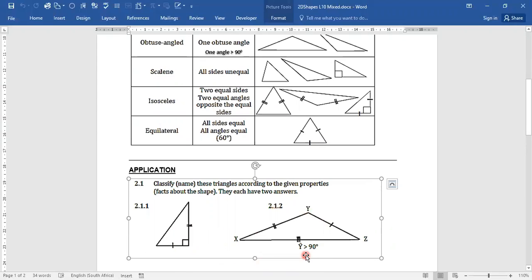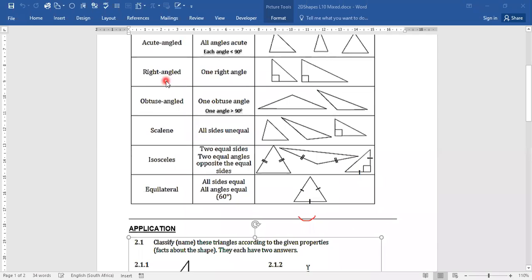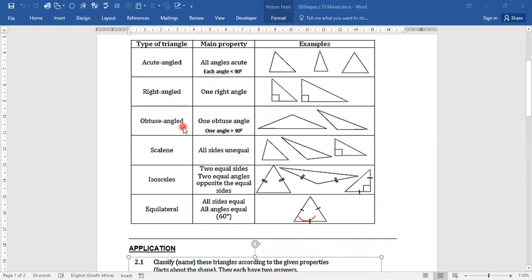Now in 2.1.2, if you look at the angles, you can't measure, but you can see that this angle is a wide angle, and it's stated here. Angle Y is greater than 90 degrees. Since it's stated that this angle is a wide angle, obtuse, greater than 90 degrees, it falls under obtuse angle triangle. So from the three here, it falls under obtuse angle.